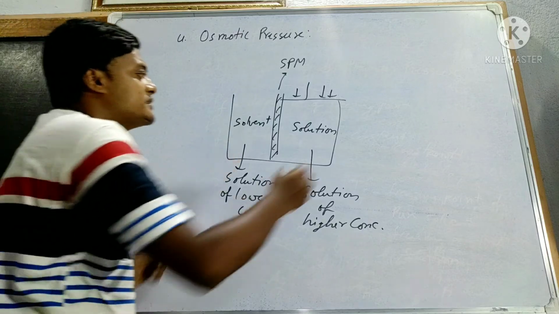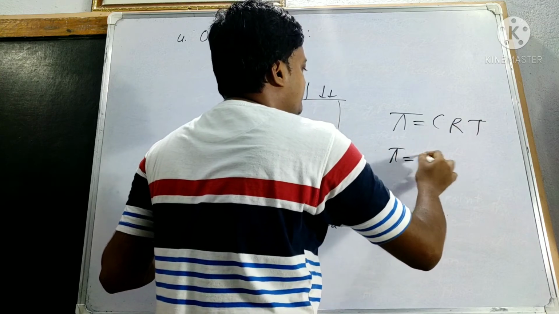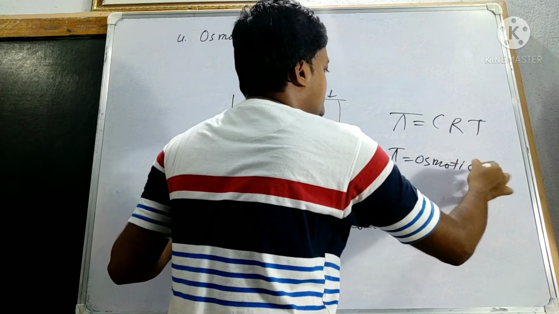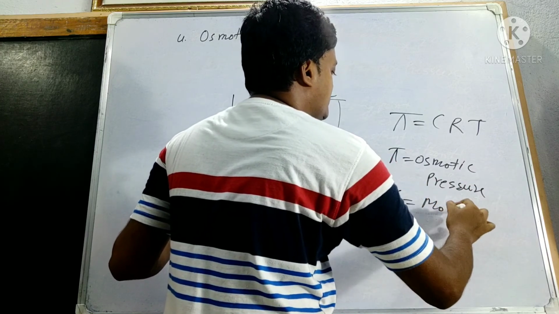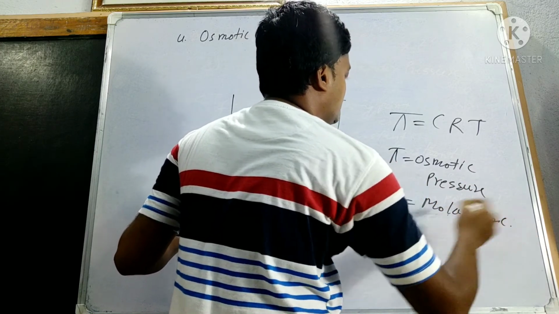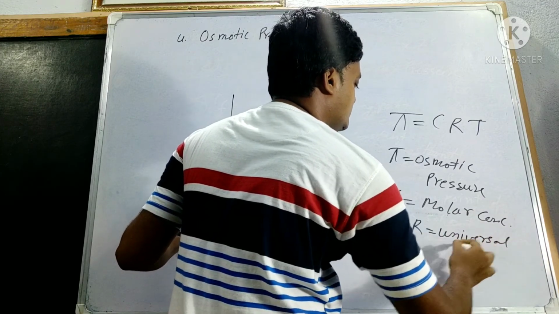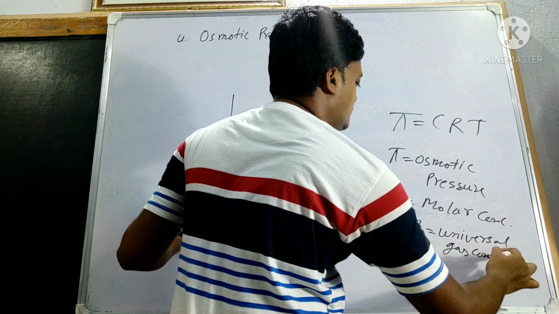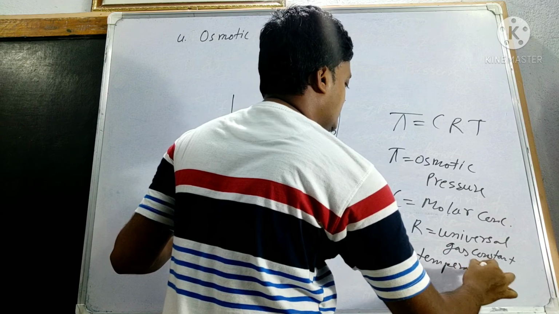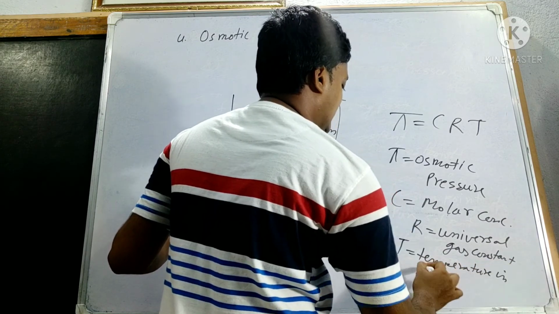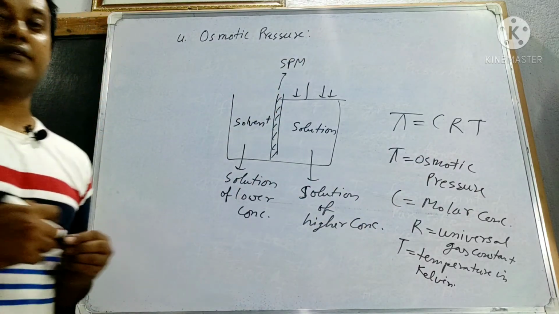Now the expression for osmotic pressure: pi equals CRT. Pi is the osmotic pressure, C is the molar concentration, R is the universal gas constant, and T is the temperature in Kelvin.